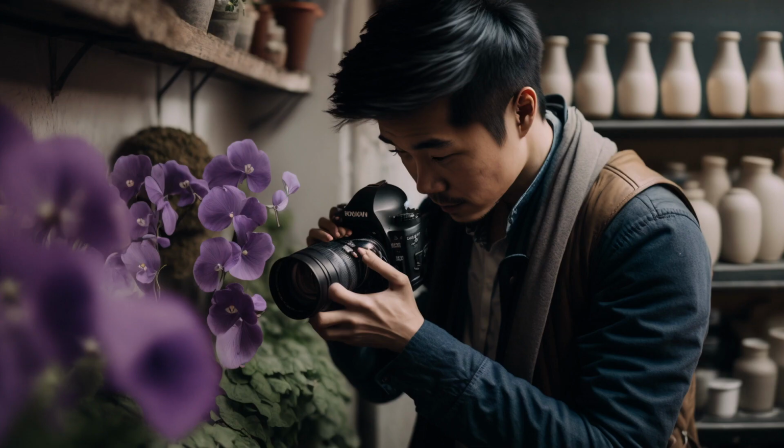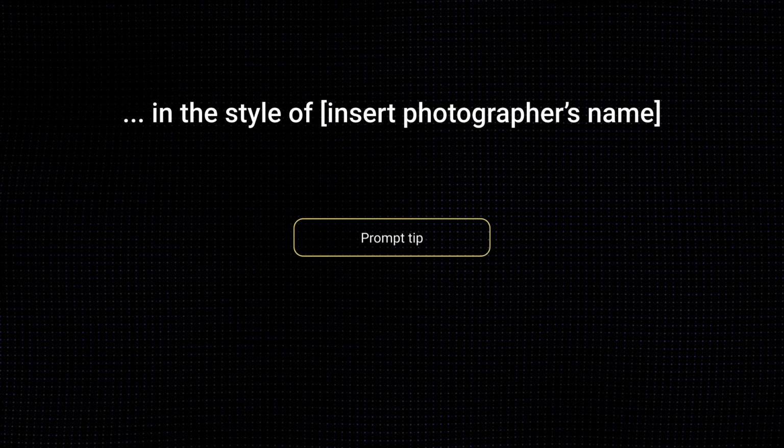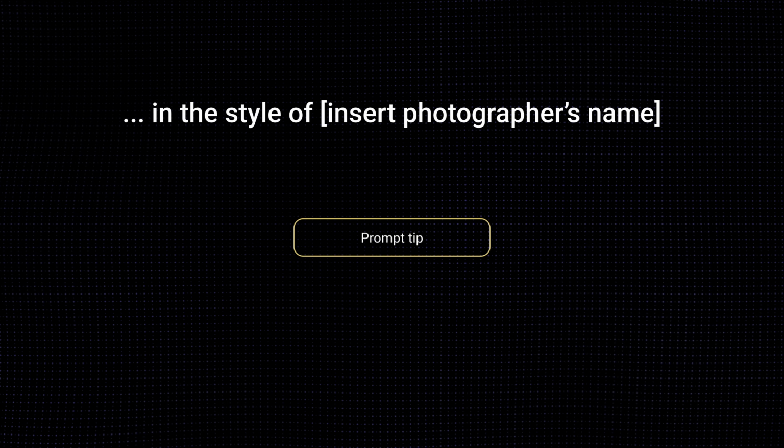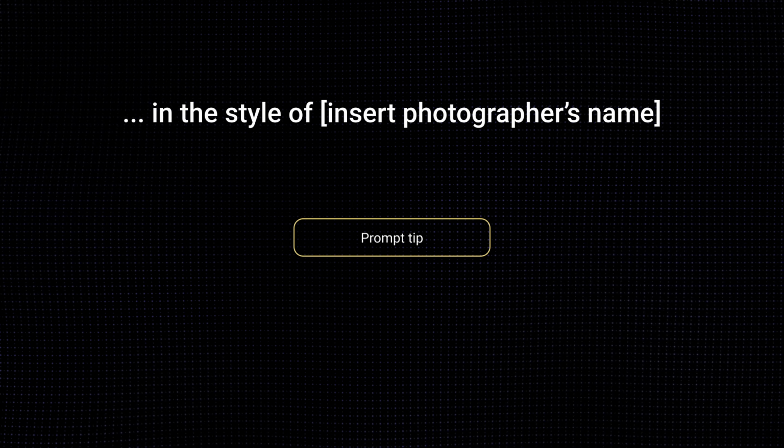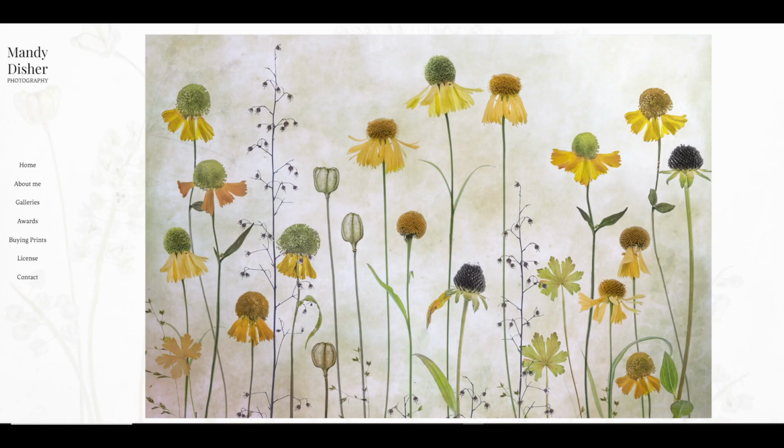There's a part in the novel where a photographer is taking photographs of violets for the cover of a magazine. And he remarks, so these are violets. These images still look more like digital renders than actual photographs. This is a good place to introduce the option to make an image in the style of a photographer's name. There's a floral photographer, Mandy Disher, with a unique style of photographing flowers.